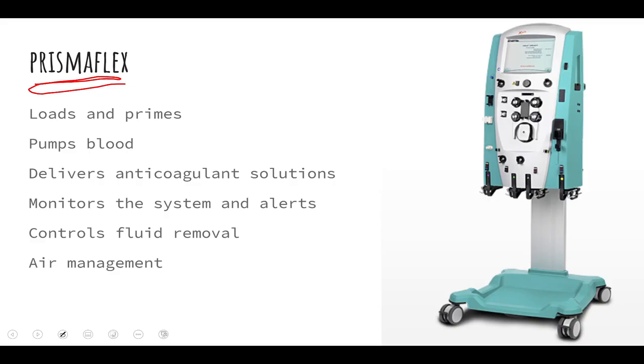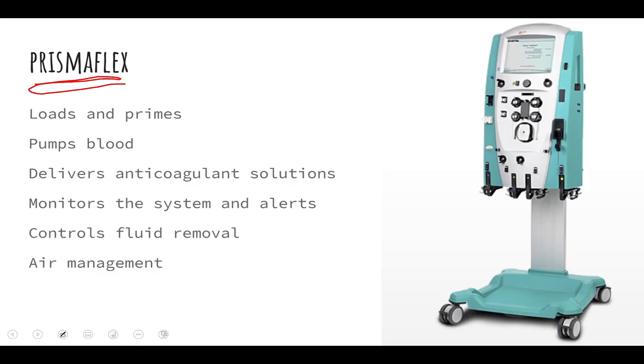It delivers anticoagulant solutions while the blood is running through the machine. The need for this anticoagulant is so we do not have any clots in our system, because every time you're moving the blood outside of the body, there's a high risk of getting a blood clot. So this Prismaflex device allows us to inject anticoagulant solutions into the blood when it is outside of the body. It monitors the system and alerts. So if there's anything out of the ordinary, if there are any kinks or anything like that, the Prismaflex has a good alert system that will let us know of these things.